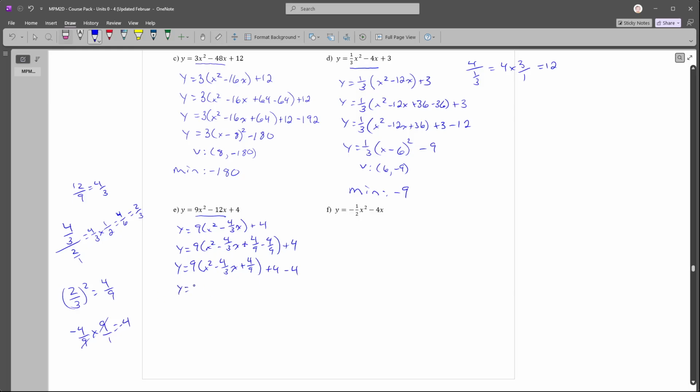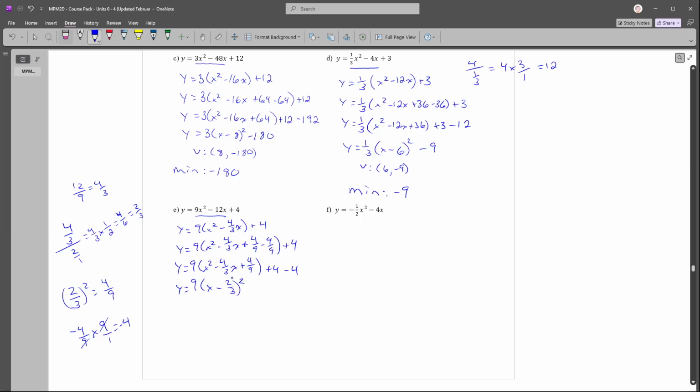So now we're looking at this: 9, and we have a perfect square trinomial, believe it or not. So the square root of the first term, x, sign of the second term, square root of the third term, 2 over 3, and that whole thing is squared. And now we have plus 4 minus 4. Oh, that's just 0. We're done.